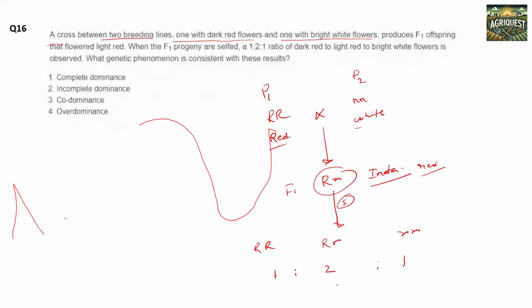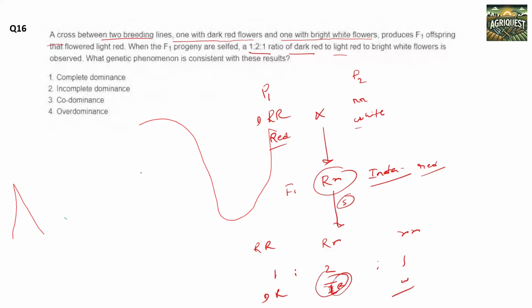Okay, this is the intermediate red color, this is the red color, and this is the white color. This means the 1:2 ratio. Dark red, this is the dark red, and this is the light red, this is the white. But you can see that the intermediate red also.